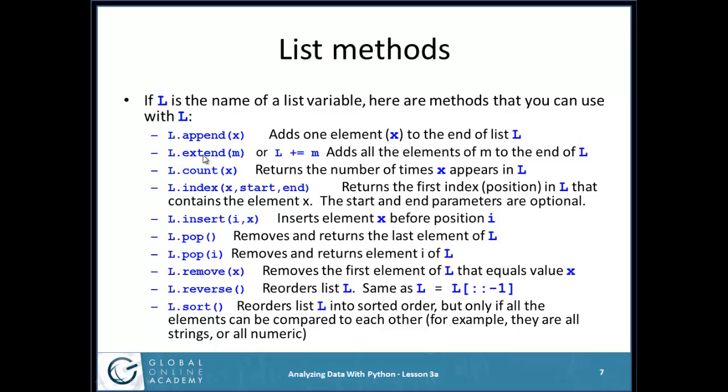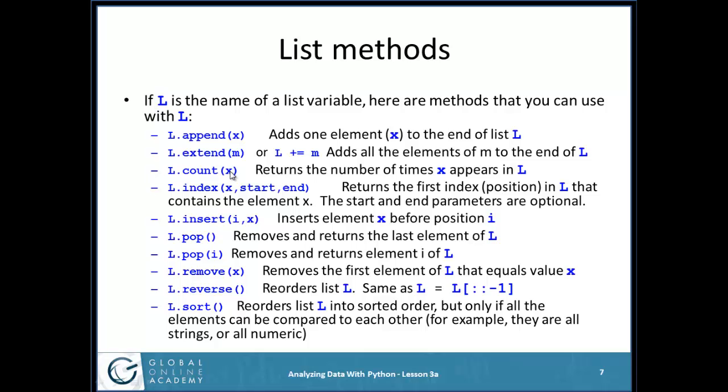Or I can do L.extend. Now for that, what I pass in parentheses has to be something that itself is a collection. So maybe M is another list. Maybe L had 3 elements in it, M had 2 elements in it. When I do L.extend(M), I'll get the 3 elements from L plus the 2 more elements from M. By the way, if I go L += M, that means exactly the same thing as extending.